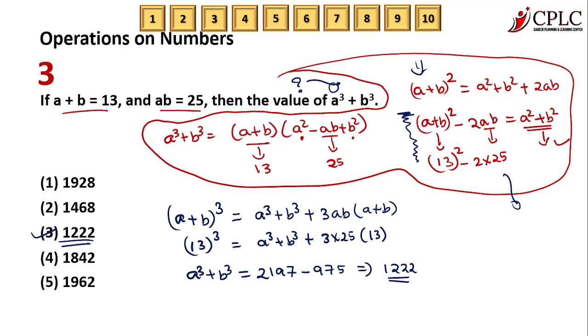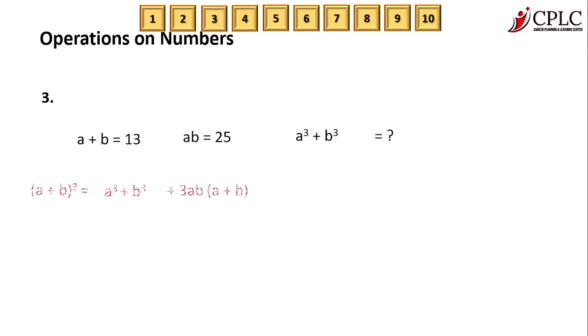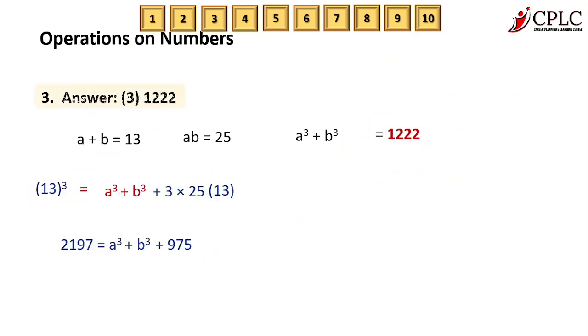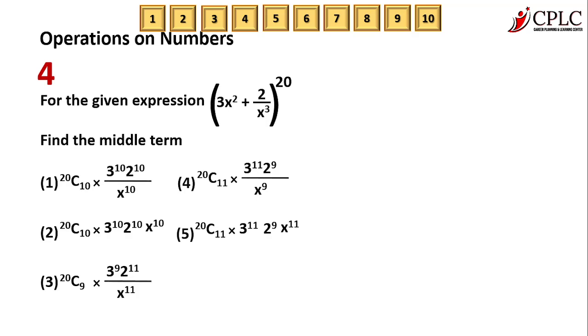Now let's talk about the next one, that is, binomial expansion related 3 questions. The first one is this. They have given us the expression: 3x square plus 2 upon x cube, the whole raised to 20. There are only three types of questions that are asked on binomial expansion, and we are covering all three of them. So you should not have any issues going forward.